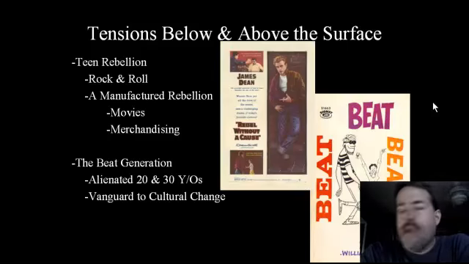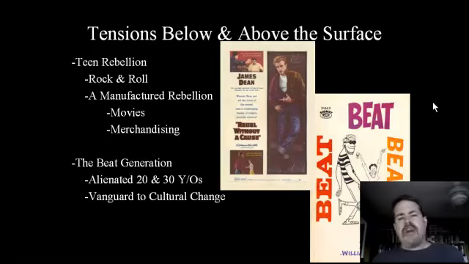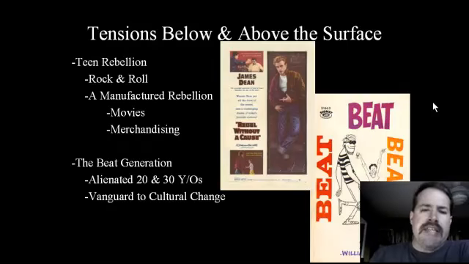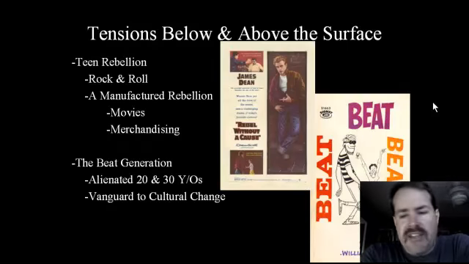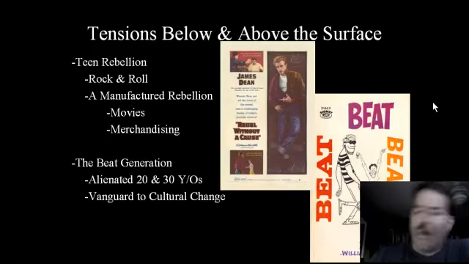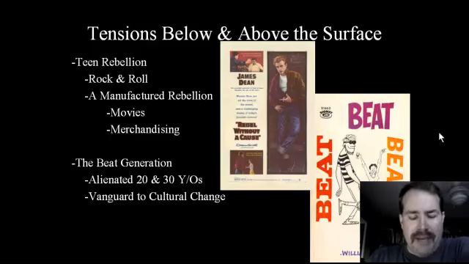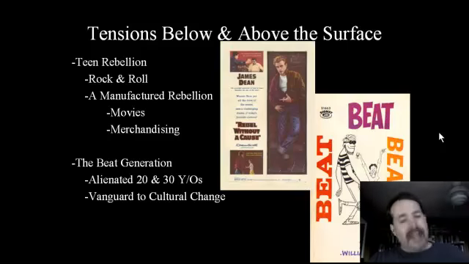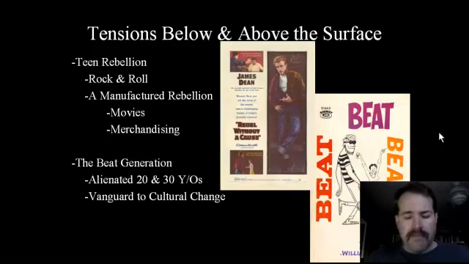Brando plays a motorcycle gang leader, leather jacket, chopperized Harley. It's going to be the bad boy image that is promoted by Hollywood, and this can be seen in merchandising. Blue jeans become popular, leather jackets become popular, wife beater white t-shirts become popular, cigarettes become popular in the 1950s. In the 1950s, you're not a man unless you smoke.